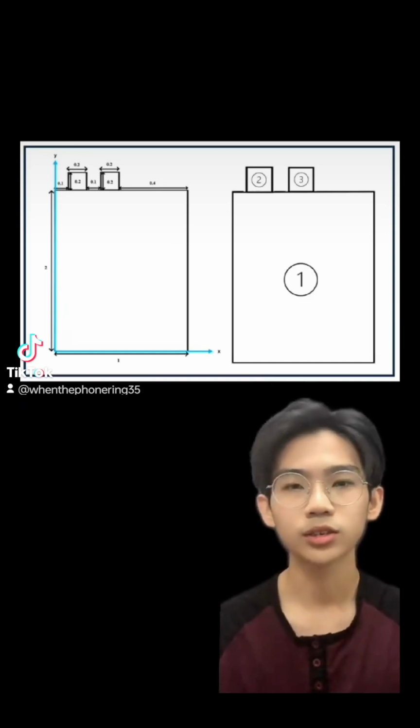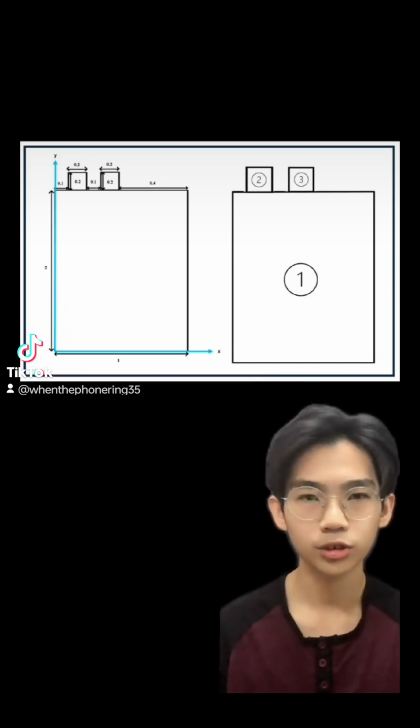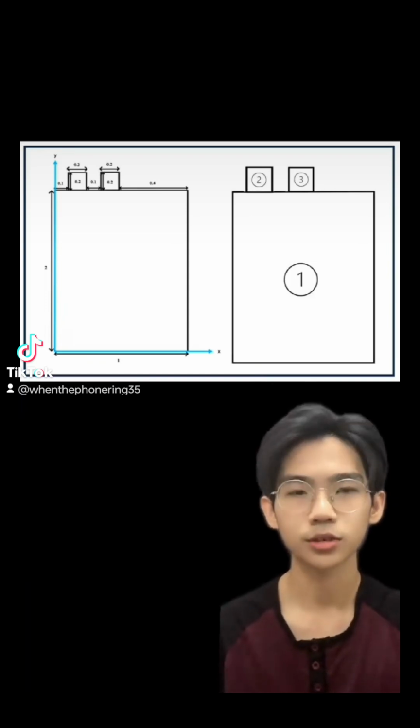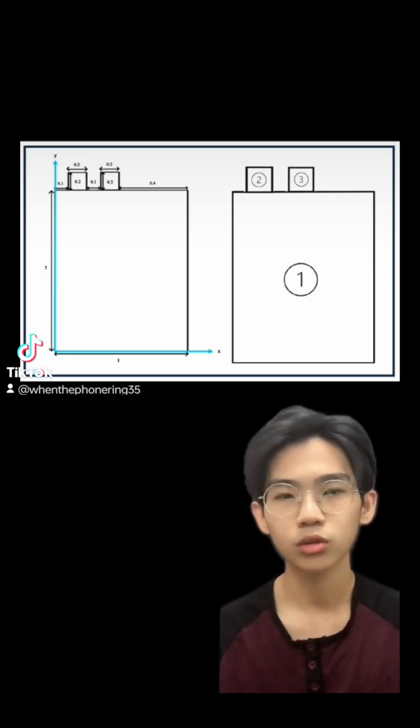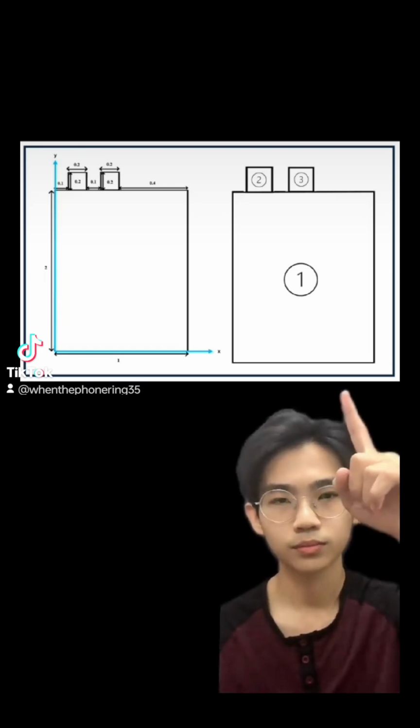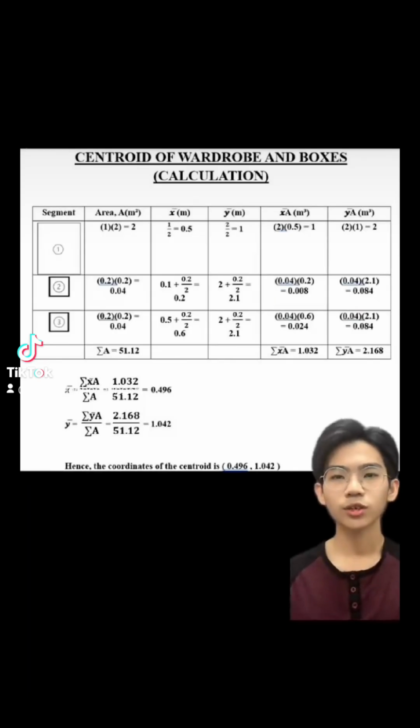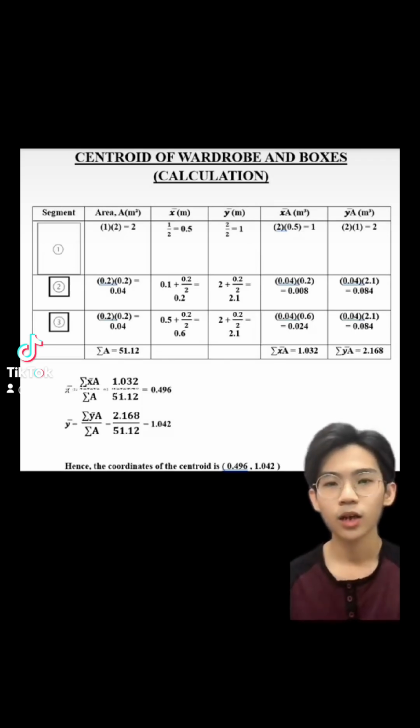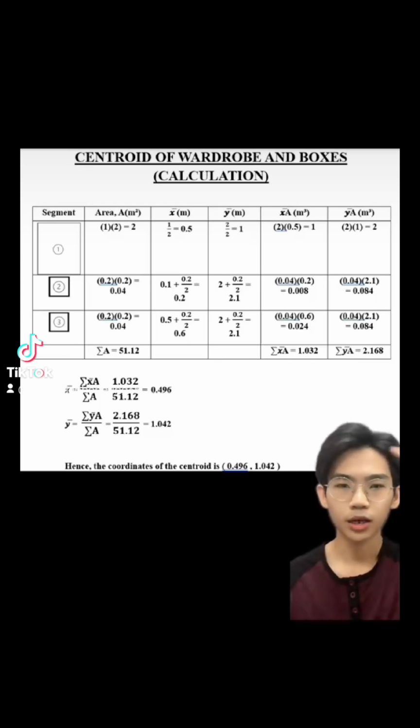Okay, I will talk about the centroid and the center of gravity of our structure, which is the wardrobe and two boxes. First of all, we'll divide it into three different segments, which is 1, 2, and 3 as above. For the calculation of the centroid of the structure, first we need to find the area and the coordinates of the centroid of each segment, and apply it into the formula as shown here, and we get that the coordinates of the centroid are 0.496 and 1.042.